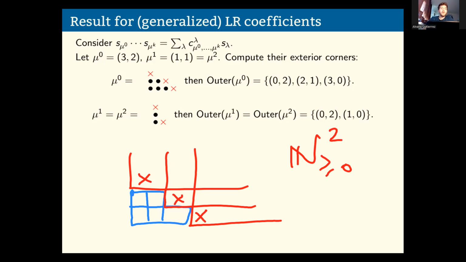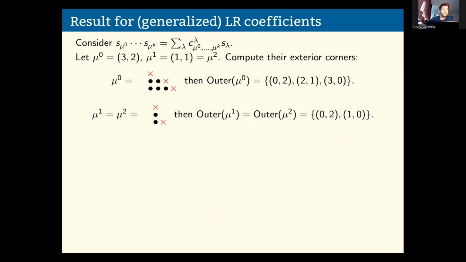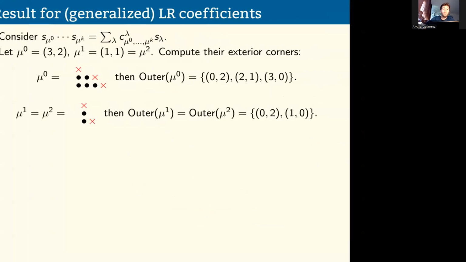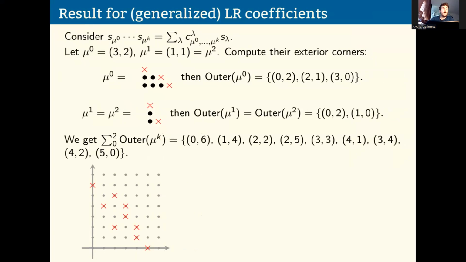So those are the exterior corners, and I have here the coordinates. Then I do the same for mu1 and mu2, and I have here the coordinates. I then sum all these possible combinations. So I take every possible combination of an exterior corner from mu0, an exterior corner from mu1, an exterior corner from mu2, and I sum their coordinates. And I have here in this diagram all the resulting points, and this yields a shape, okay, in blue.